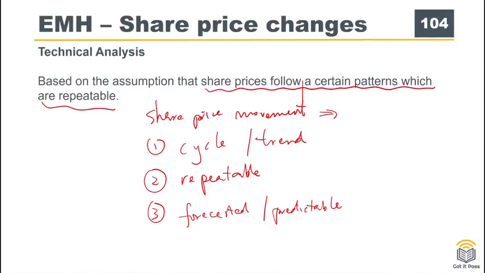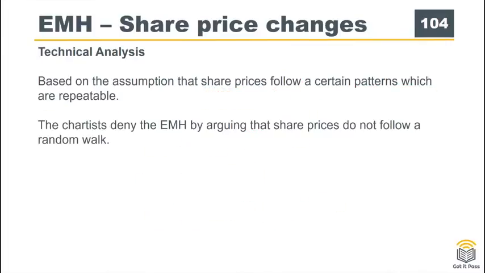The technical analysts have the assumption that share prices follow certain patterns which are repeatable. In other words, the share price has a cycle or has a trend. For example, for every 10 years, the overall stock market will have a plunge, for example drop by, say, 60%, just an example. It's the belief of technical analysis. There's a cycle, there's a trend, and it is repeatable as well. So the share price can be forecast. Those believers of technical analysis are called chartists, because they like to draw charts to explain the share prices.